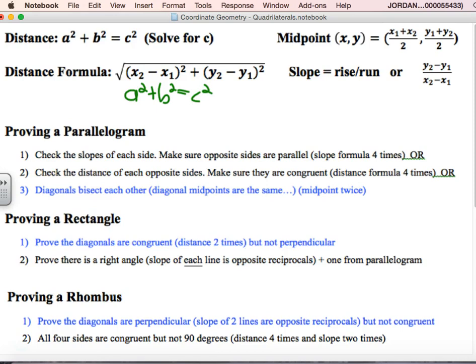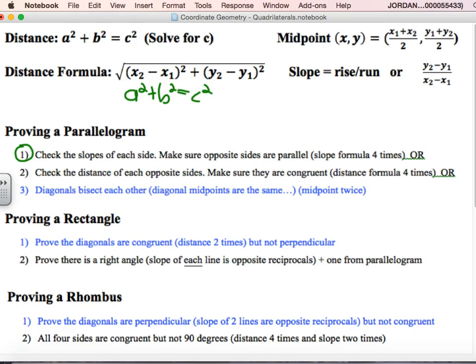strategies, okay? So this is a lot. I understand this is a lot, but again, the ones that are highlighted on here are the easiest way to do it, okay? Take the least work. So, for example, for proving a parallelogram, number 1 here says to check the slopes of each side and make sure that the opposite sides are parallel. So you've got to do slope formula 4 times, okay? So you could just do that one if you really like slope, okay?